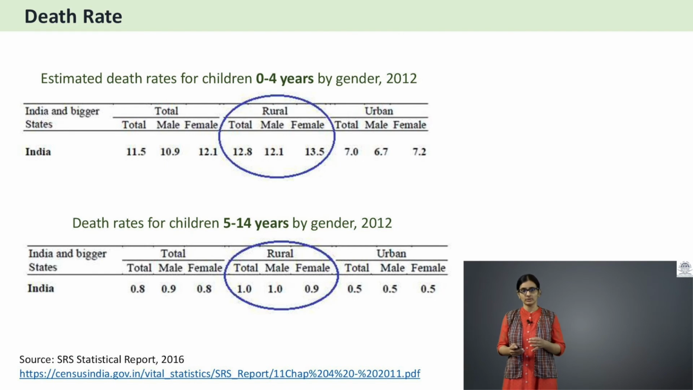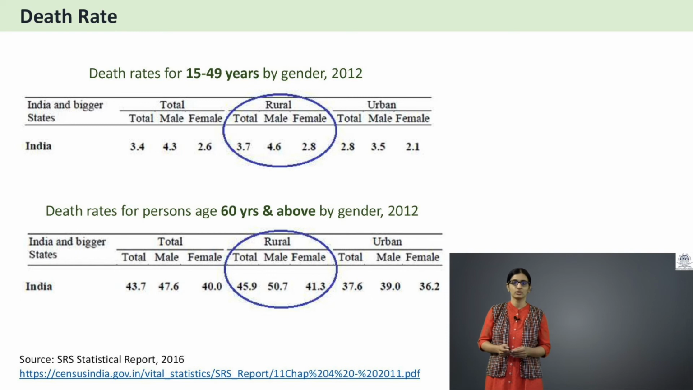Now, let us break down these India figures age wise, gender wise across rural and urban areas, and this is what we see in the following tables. In the first table, we see the death rates for children 0 to 4 years divided across rural and urban and gender wise. So, in the first table, we see that for rural areas, the death rate is higher among female. In the second table, which notes the death rates for children 5 to 14 years, we see in rural areas the death rate among males is higher, a little higher than that of females.